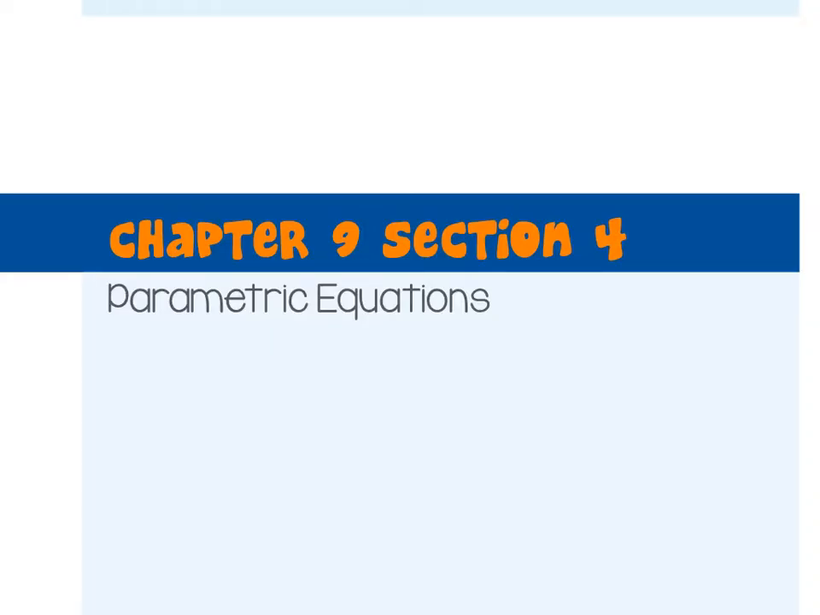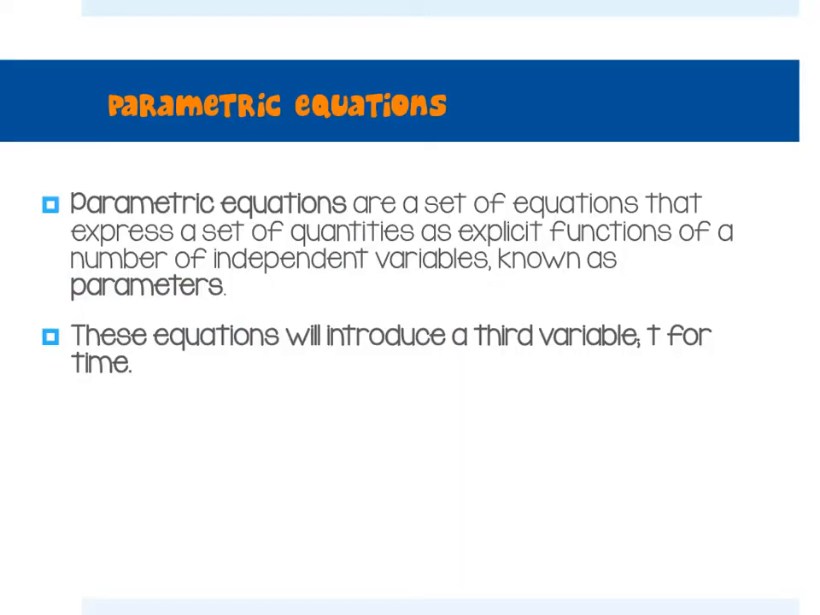So 9.4 is called parametric equations, okay? A parametric equation is a set of equations, so it's actually a system of equations that express a set of quantities as an explicit function of a number of independent variables known as parameters. So they call the variables parameters this time.